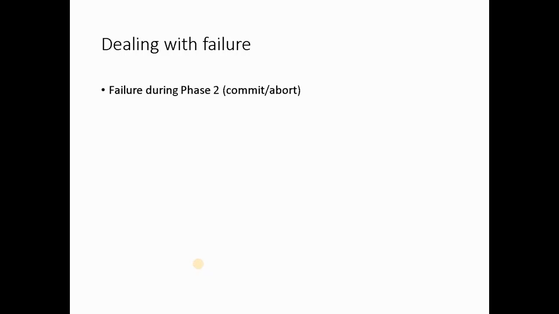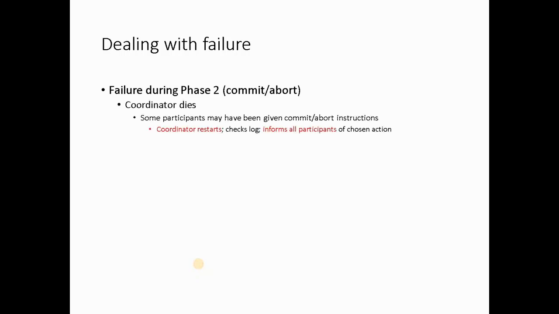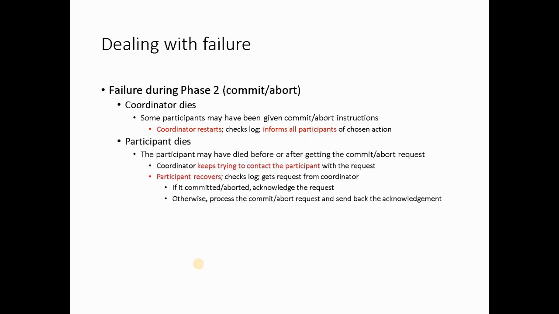Okay, let's look at failures during phase 2. The coordinator dies. Some participants may have been given the commit or abort instructions. When the coordinator restarts, it will check the log and then inform the remaining participants again of the chosen action. Let's say a participant dies. The participant may have died before or after getting the commit or abort request. So this is in the second phase.